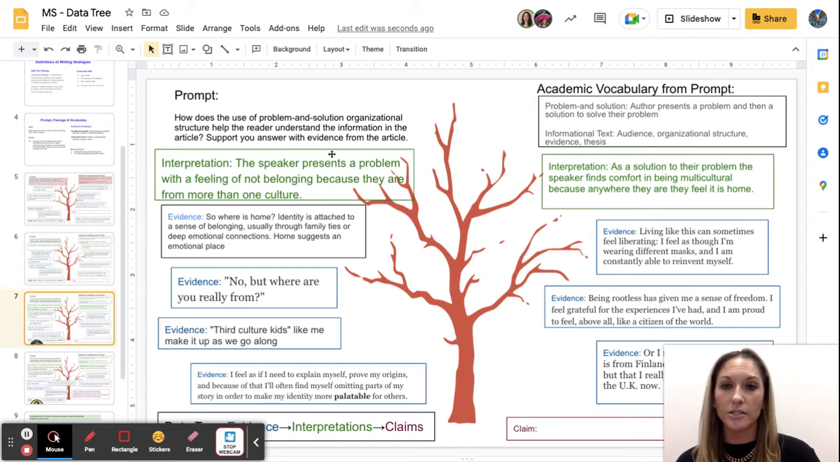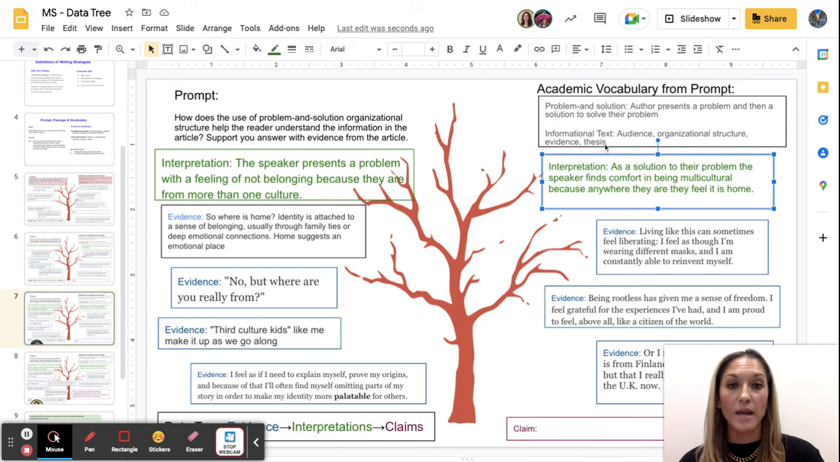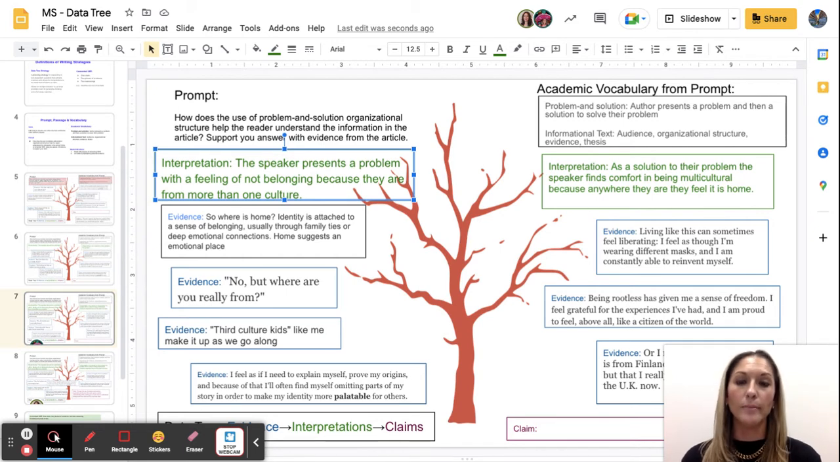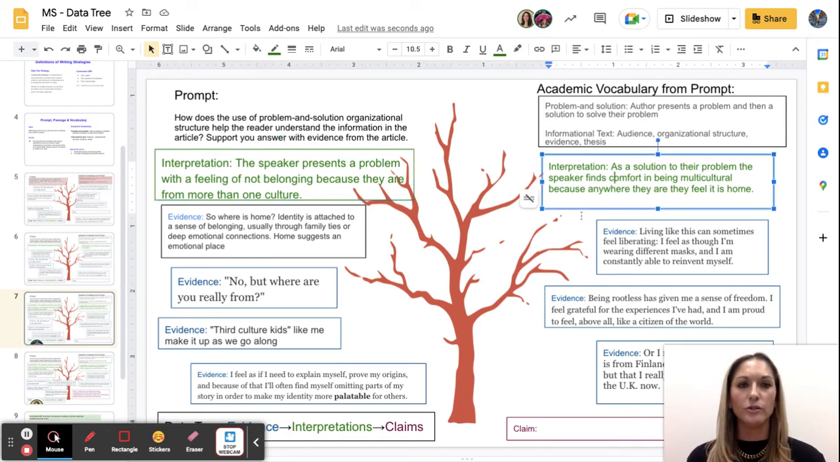So you'll see here in these green boxes, we have made the interpretations that we think the evidence is leading us to. So the speaker presents a problem with a feeling of not belonging because they are from more than one culture. That is the problem. And then the interpretation for the solution is, as a solution to their problem, the speaker finds comfort in being multicultural because anywhere they are, they feel it is home. So those are some interpretations that the evidence led me to. And that's where I fill it in. This is where I fill in these interpretation boxes.